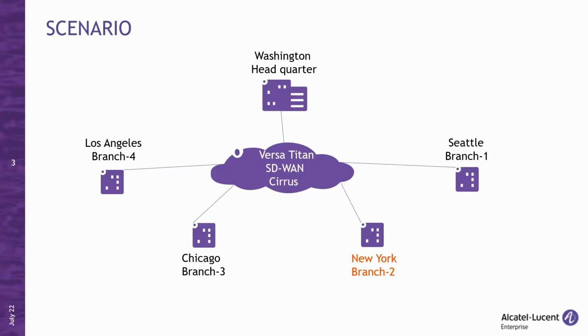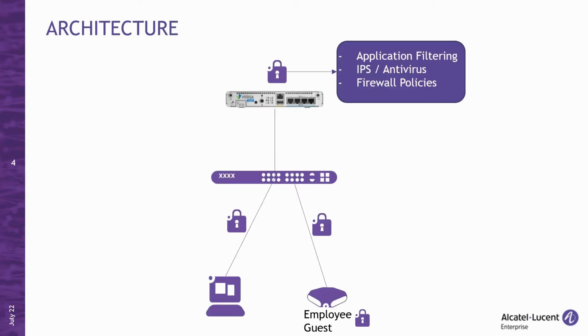Let's suppose that we are a real estate company located in Washington. The company needed to extend their activities by deploying branches all over the country. Our purpose in our video is to deploy a new site in New York implementing the same base security policies as the headquarters. I'm going to show you how to proceed.